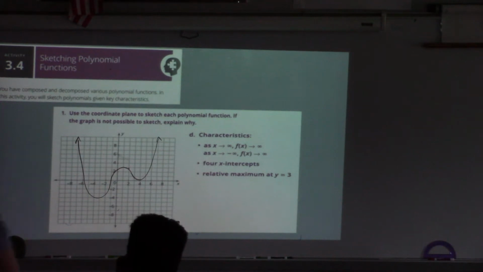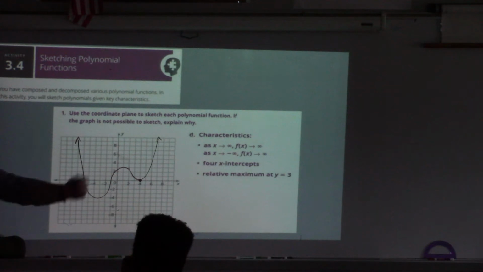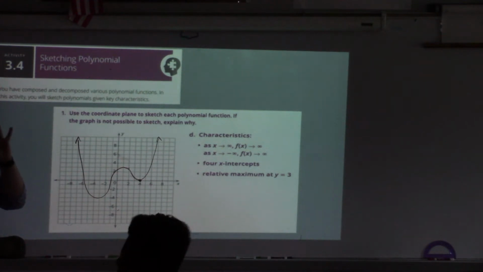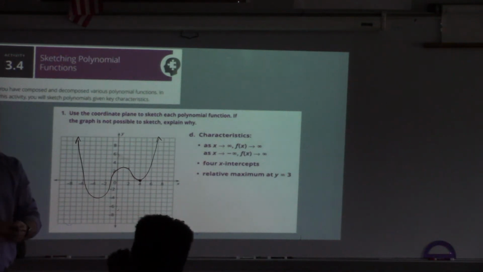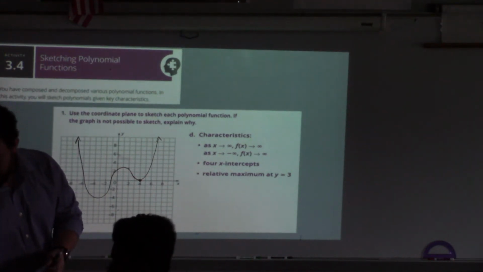Okay, and so we want to notice, right, there is a multiplicity of what here? 2. But how many actual x-intercepts do I have? Remember, there's a difference between the x-intercepts and the roots. When I say 4 x-intercepts, I mean 4 different x-intercepts, right? 4 real distinct x-intercepts.